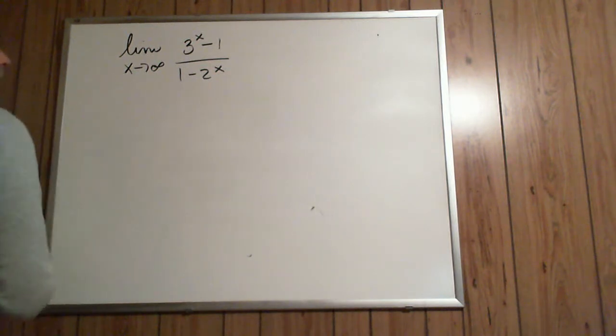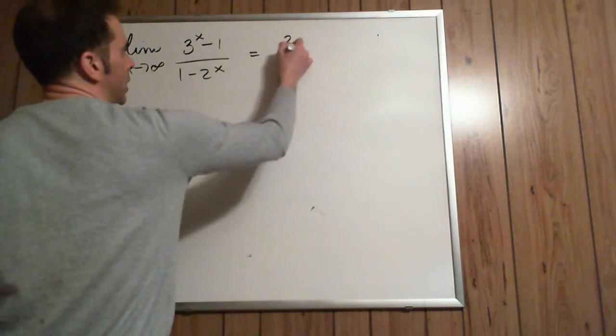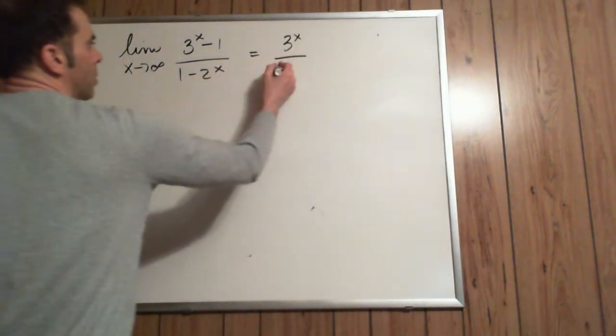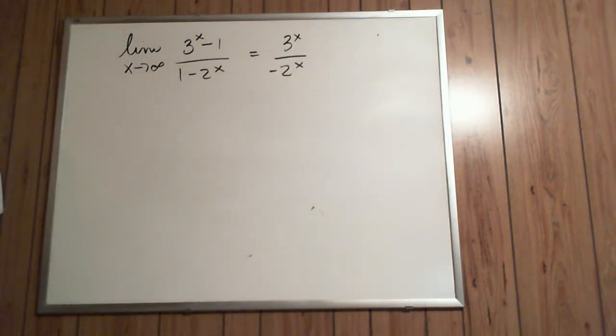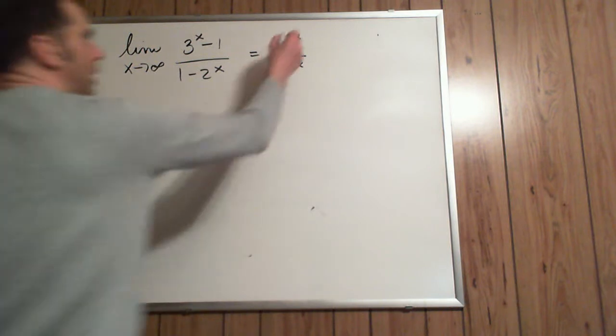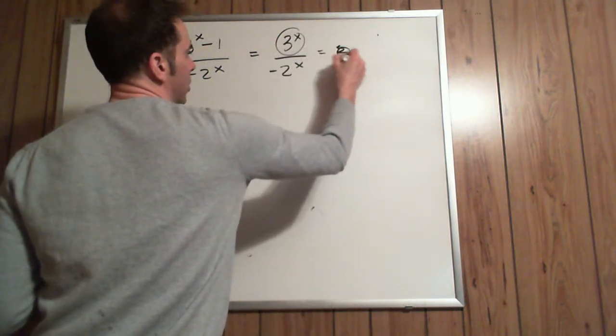So if we just look at this by inspection to see who dominates, well, on top it's going to be 3 to the x, and on the bottom it's going to be -2 to the x. But which of those two dominates overall? It's going to be 3 to the x. So then therefore that will be a D and E, or it does not exist.